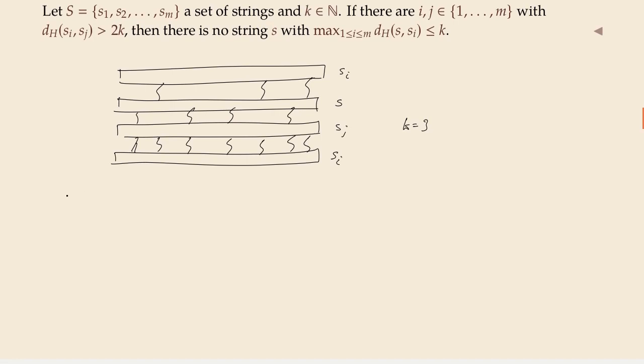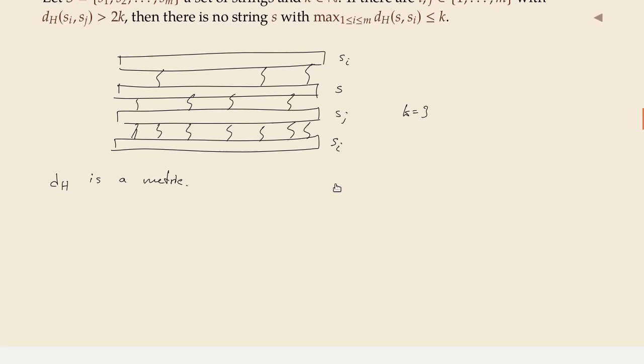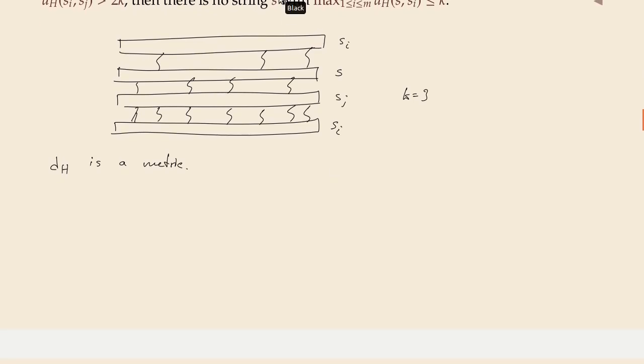A more formal argument would be that the Hamming distance is a metric. We're not using that in the rest of the proof, but I think it's maybe helpful to just get a bit more acquainted with what that means. So a metric is a measure of distance defined on a set that has 3 properties. You might have seen that before.